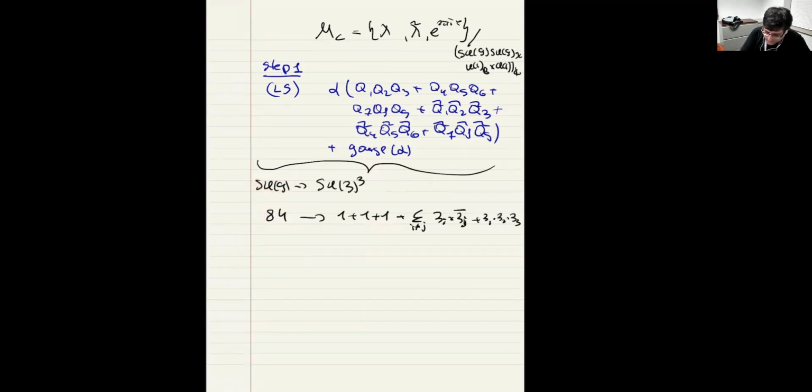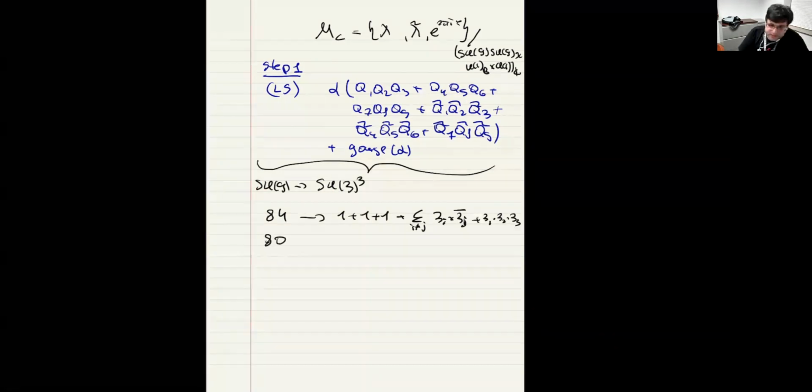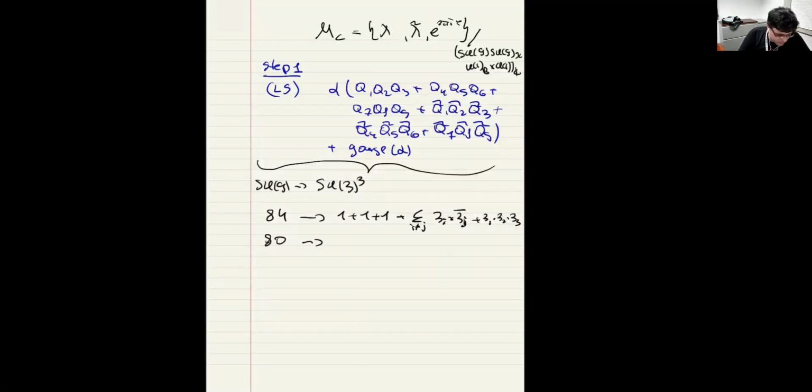So there are 3 singlets of these SU3 symmetries. There is something which is in the fundamental of all of these SU3 symmetries, and there are these bifundamental collections of operators. On the other hand, the adjoint representation, which is the 80 of SU9, decomposes in the following way. So we have 2 singlets, and then we have 3 adjoints for the 3 SU3s. And then we have the same type of combination of bifundamentals.